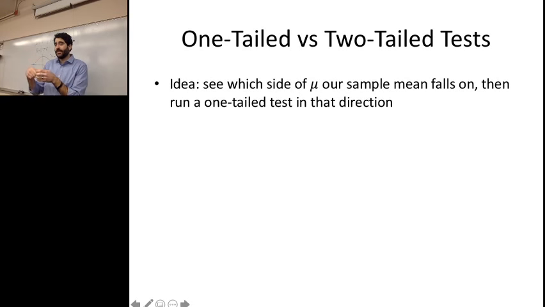So if we run our sample and it looks like the drug is helping people, then we run a one-tailed test for helping. If it looks like our drug is hurting people, we run a one-tailed test for hurting, right? And then we'll always end up with half the p-value of a two-tailed test. Does this seem like a good idea or a bad idea?